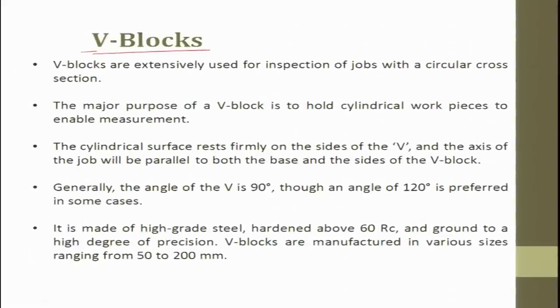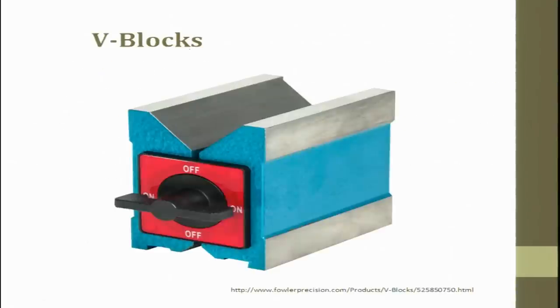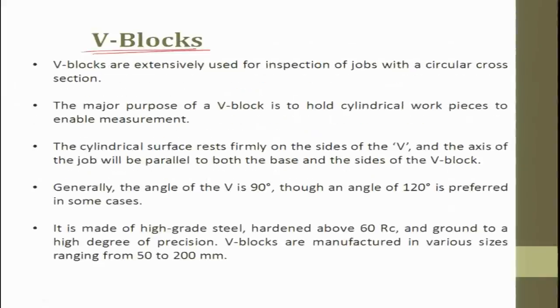Next is the V block. Let me first show the V block. This is a V block. In this V block, we always put a cylindrical piece, and then if you want to measure its height, you can start measuring it. If it is a magnetic material, all you have to do is put a flat plate and rotate the knob to magnetize it such that the V block gets firmly fastened to the surface plate, because of the magnet present. V blocks are extensively used in inspection of jobs which have circular cross sections.